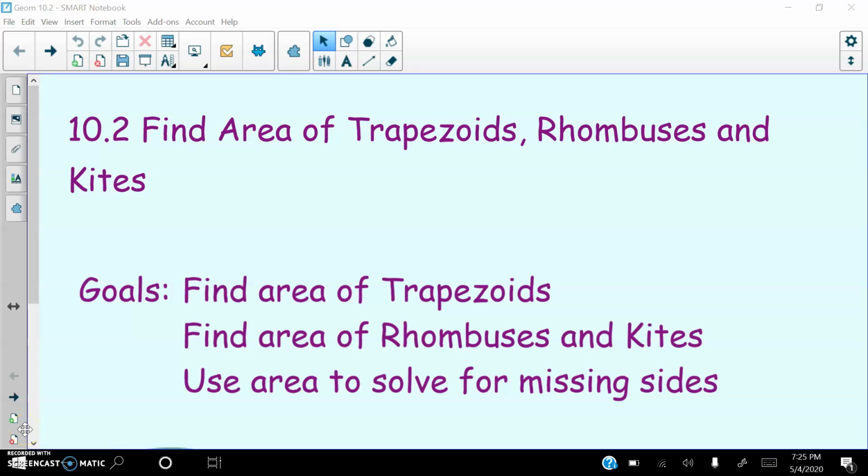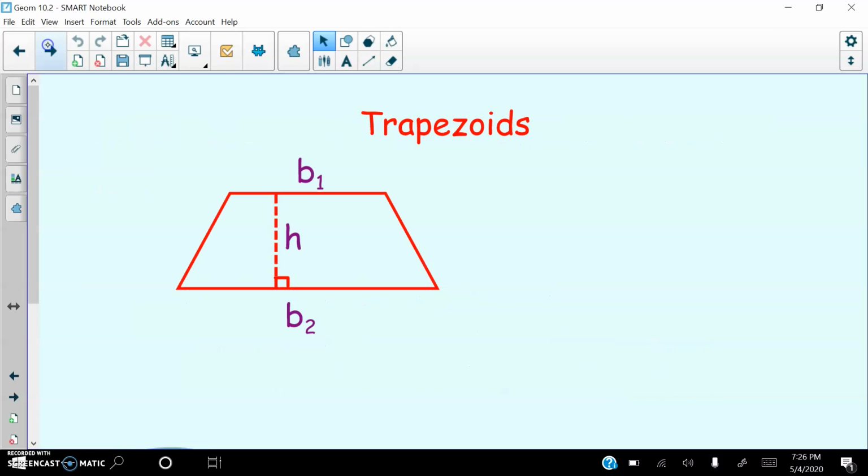Hey guys, we're going to do 10.2 today, which is area of trapezoids, rhombuses, and kites. Last time we did parallelograms and triangles. Now we're moving on to other types of polygons. Trapezoids, rhombuses, and kites are also all quadrilaterals because they have four sides, but not every quadrilateral is a square or a rectangle.